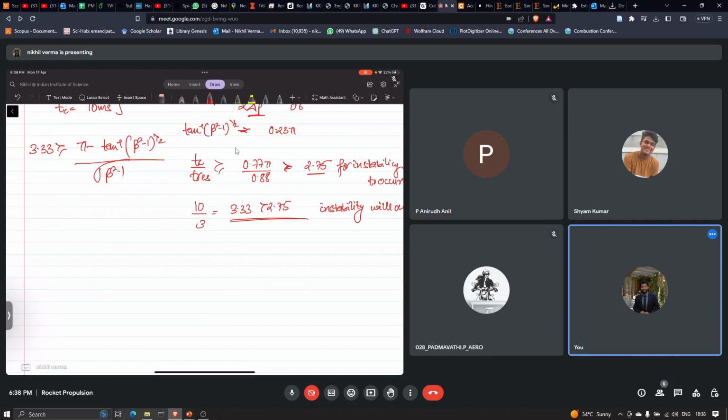So pi minus tan inverse of (beta square minus 1) to the power 0.5, divided by (beta square minus 1) to the power 0.5.